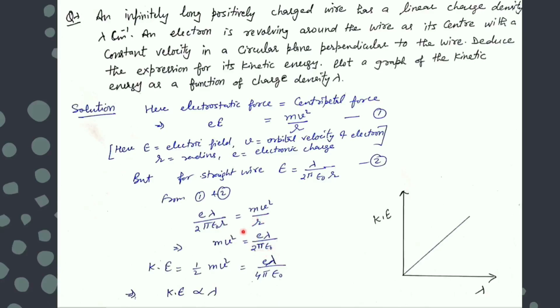And you know the formula for kinetic energy, which is half mv square. So you have to multiply this value by 1 by 2. If you multiply, you get the result e lambda upon 4 pi epsilon naught. So the kinetic energy is coming directly proportional to the linear charge density, that is lambda. So if you want to do the graph plotting, of course it will come out to be a straight line by using this relation. So this is again a simple question.